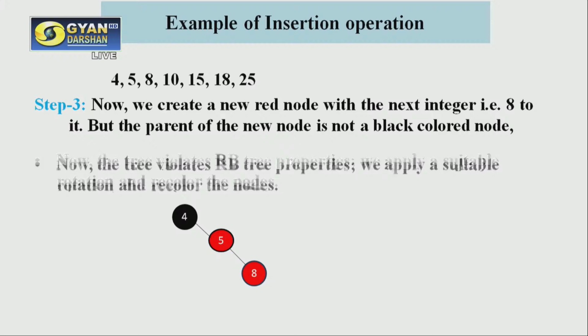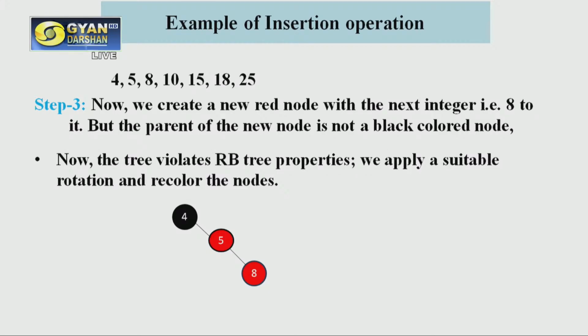So what we will do, we will apply a suitable rotation and recoloring. What will be the rotation? In that case, it will be RR rotation, because it becomes unbalanced due to the 5. So we apply RR rotation, then 5 becomes root and 4 becomes its left child and 8 right child. So now it is BST, as well as it also satisfies all the properties of the red black tree.